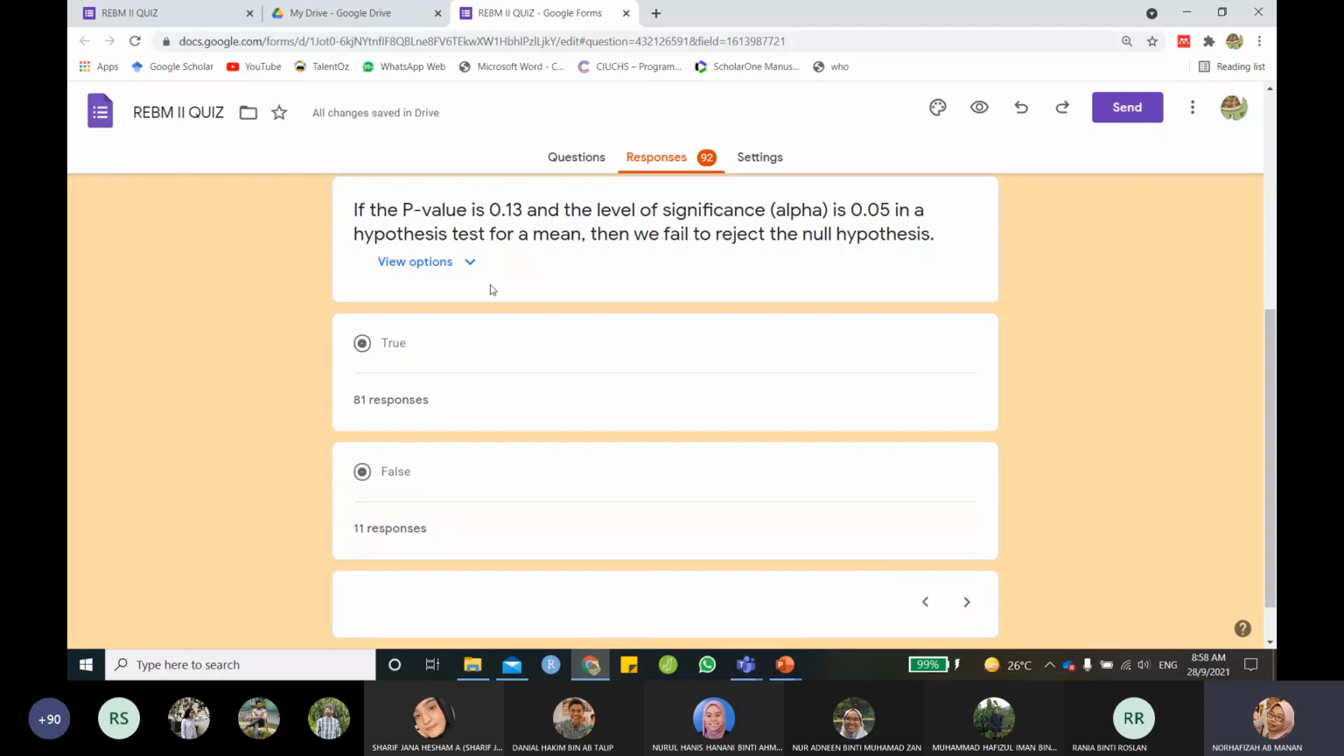For the next question, if the p-value is 0.13 and the level of significance we set is 5%, we fail to reject the hypothesis. So the answer is true, right? Because this is more than 0.05. We have failed to reject the null hypothesis. So most of you have the correct answer.